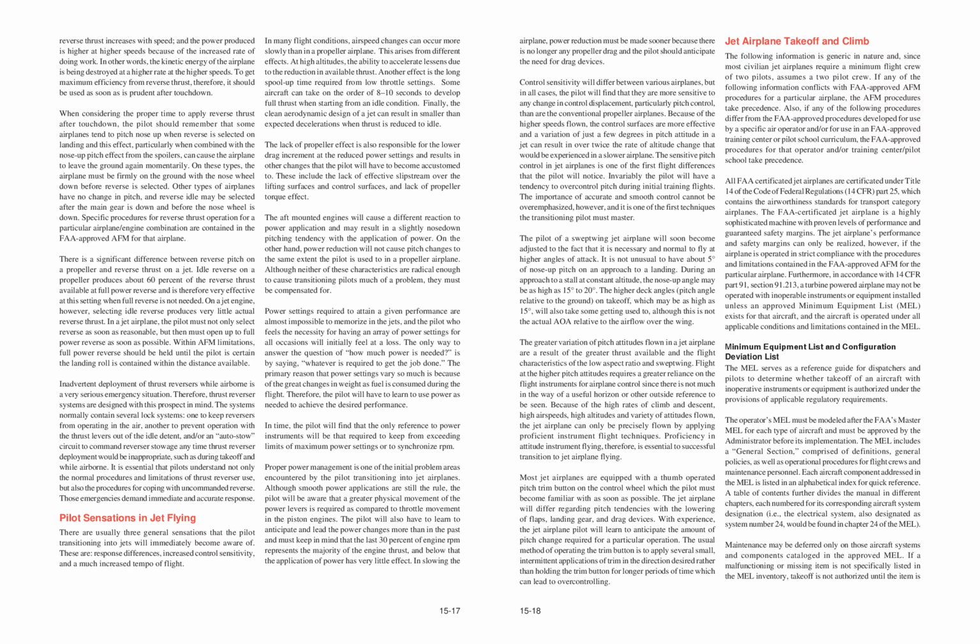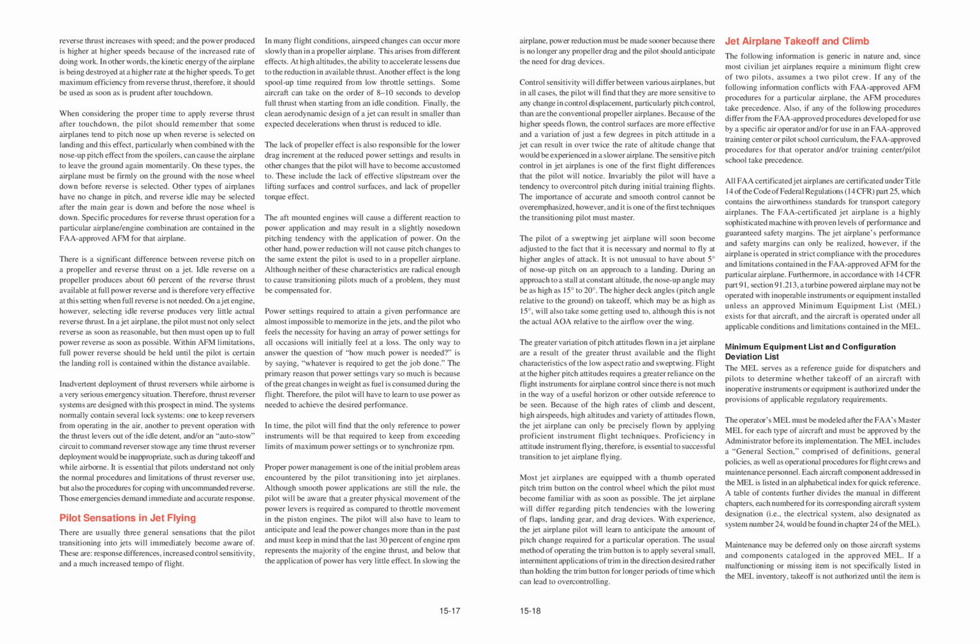There is a significant difference between reverse pitch on a propeller and reverse thrust on a jet. Idle reverse on a propeller produces about 60% of the reverse thrust available at full power reverse and is therefore very effective at this setting when full reverse is not needed. On a jet engine, however, selecting idle reverse produces very little actual reverse thrust. In a jet airplane, the pilot must not only select reverse as soon as reasonable, but then must open up to full power reverse as soon as possible. Within AFM limitations, full power reverse should be held until the pilot is certain the landing roll is contained within the distance available.